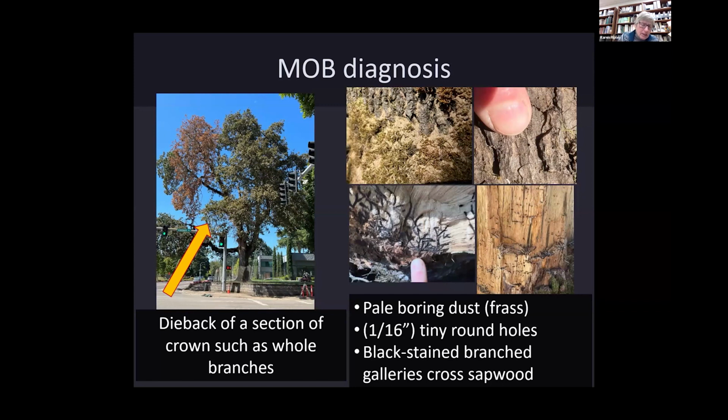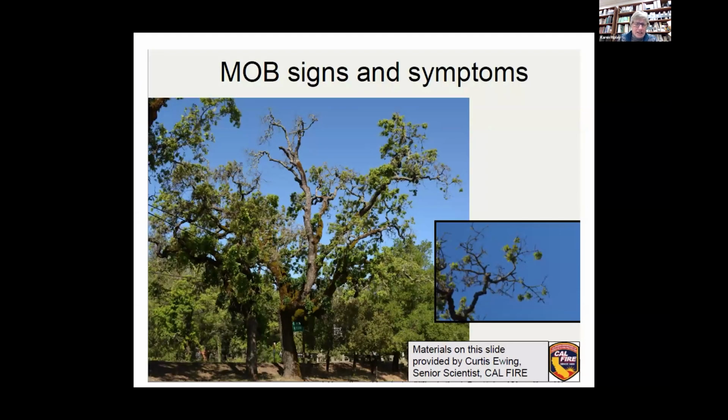The dieback on the left, dieback of a section of the crown, such as whole branches. So the beetles infested first up high in the crown, and they work their way down these branches towards the trunk. And so big sections of the crown will die. There's also abundant white frass, this boring dust that's produced. You probably won't see entrance or exit holes because they're so tiny, and then these black tunnels that cross each other in the sapwood. Here's another picture of the dieback of a tree. That's probably the symptom that you'll see first and notice first.